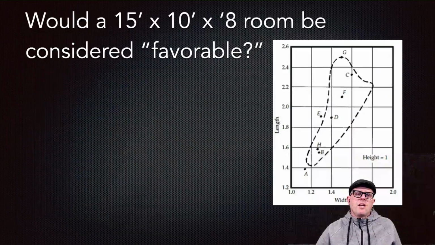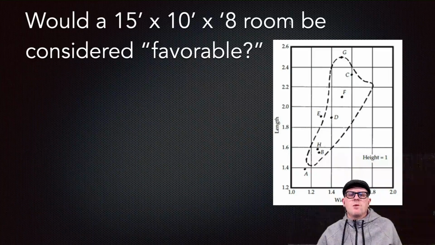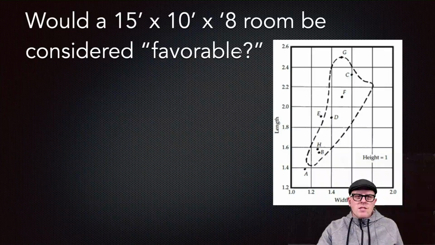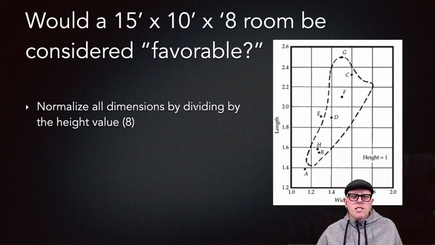So let's do this right here. Would a 15 by 10 foot by 8 foot room be considered a favorable room? In other words, will it fit into this one right here? So I'm going to normalize all dimensions by dividing by the height value, 8. I'm going to divide 8 by 8, which is 1, because height is 1. I'm going to divide 10 by 8, which is 1.2, yeah, 1.2. And then 15 divided by 8, which is, I don't know what it is.